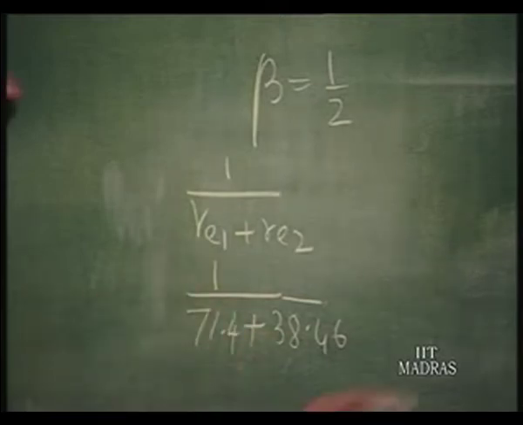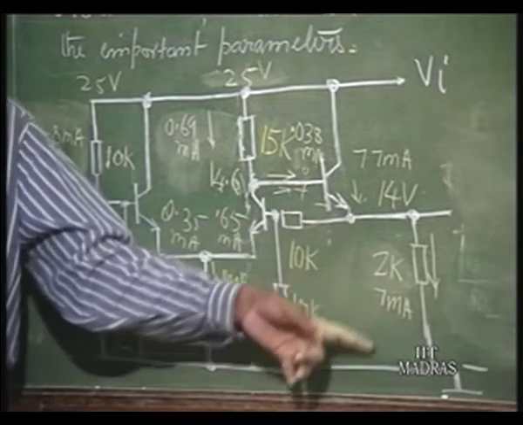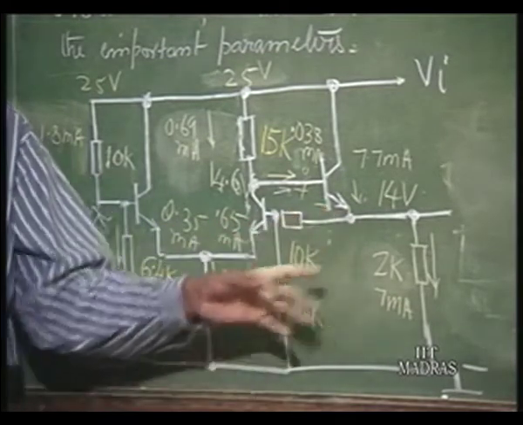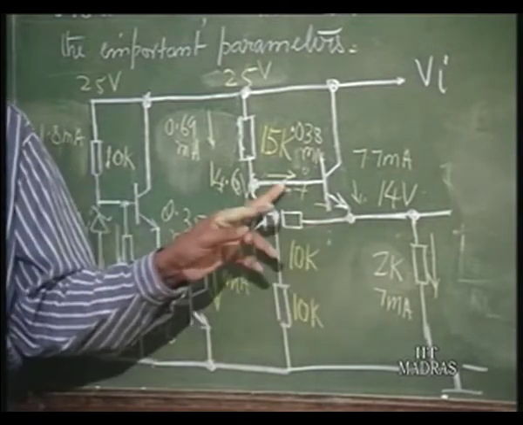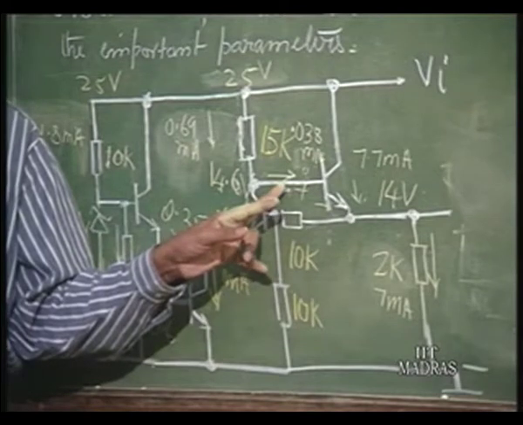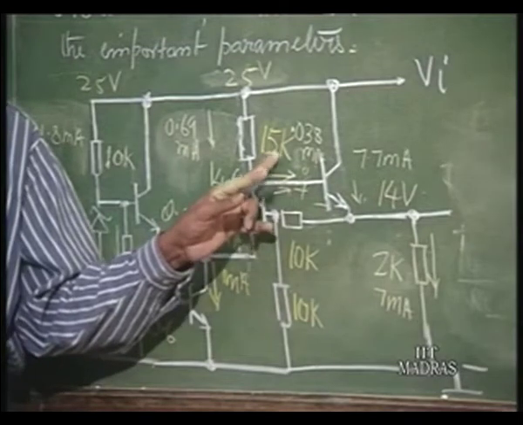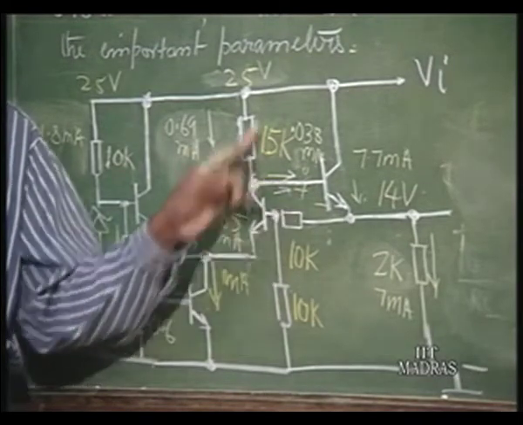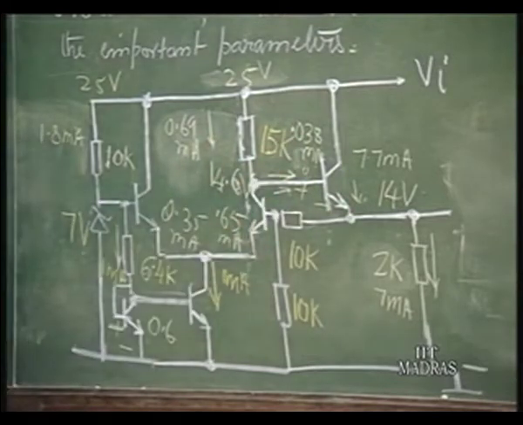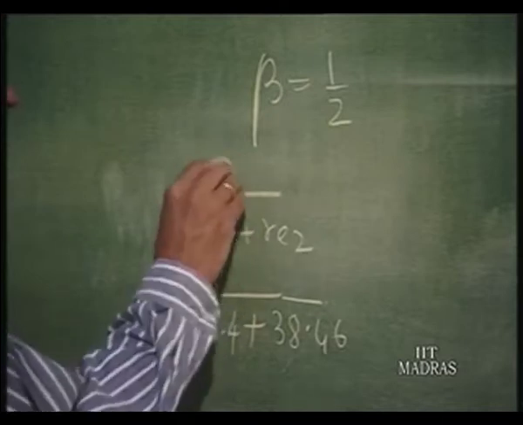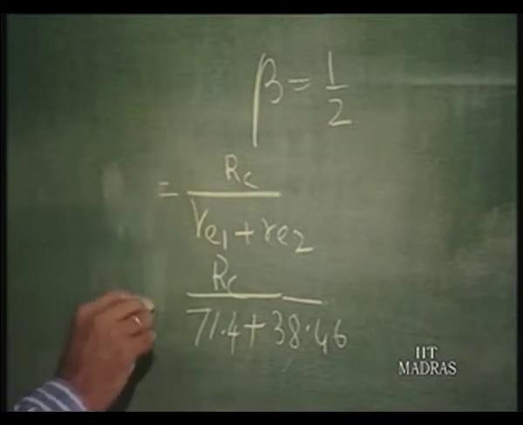RC is 15 K. Of course, please remember that this 2 K is shunted by 20 K, so the 20 K effect can be ignored. This load is 2 K, and this 2 K will appear here as 2 K into 200, so 400 K, but compared to 15 K, 400 K also can be ignored. So, essentially it is 15 K, otherwise you have to take the loading effect of this into account in evaluating the open loop gain. So, this is 15 K RC. So, that is the open loop gain.